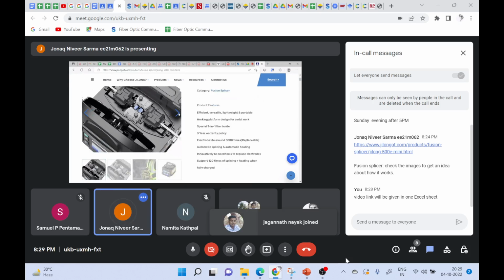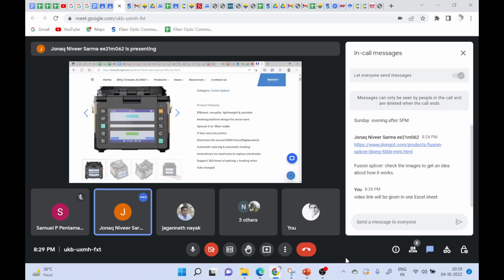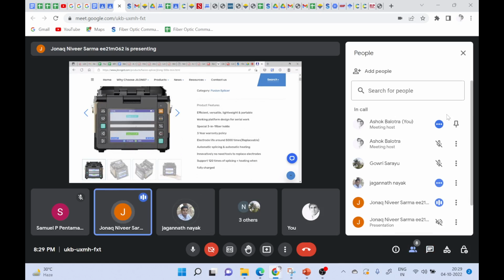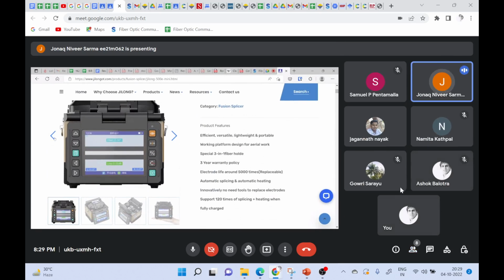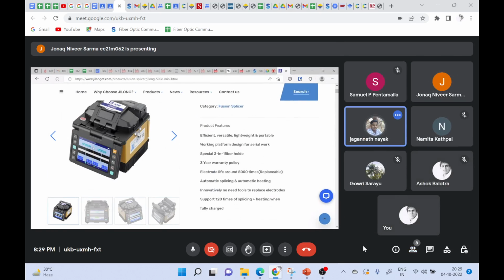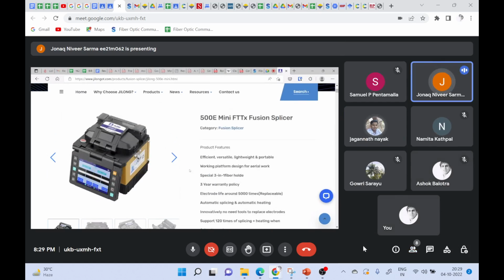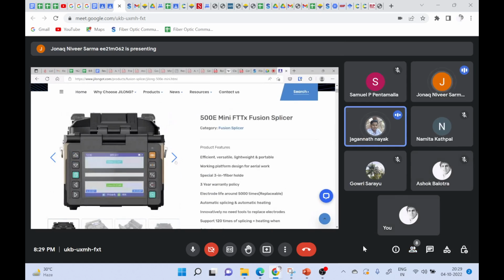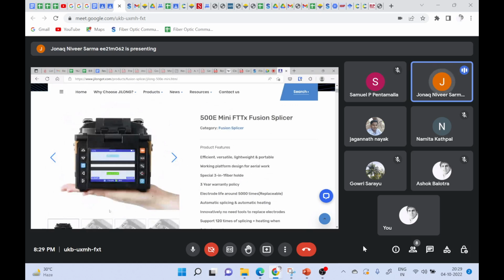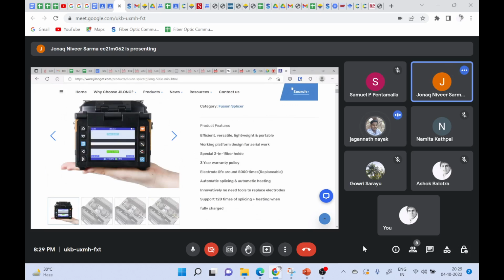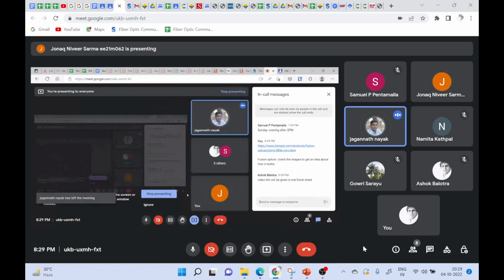After splicing, it gives a very nice, very low loss, with no stress. Everything is automated, and the product is also very expensive, and the size is near the palm of your hand. That's all, I just wanted to show this.